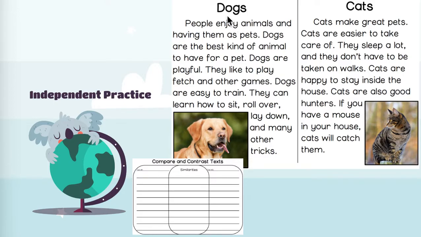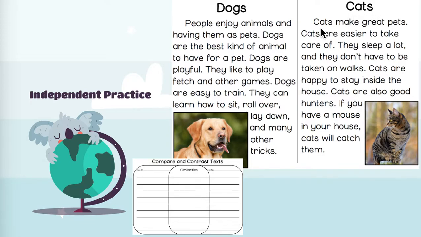Ready? Go. Dogs. People enjoy animals and having them as pets. Dogs are the best kind of animal to have for a pet. Dogs are playful. They like to play fetch and other games. Dogs are easy to train. They can learn how to sit, roll over, lay down, and many other tricks.